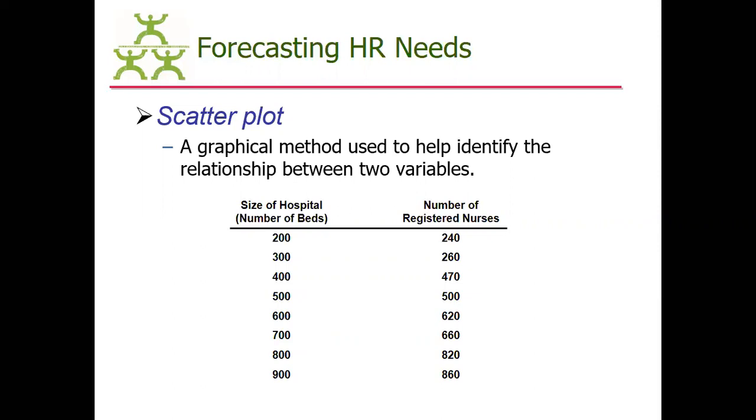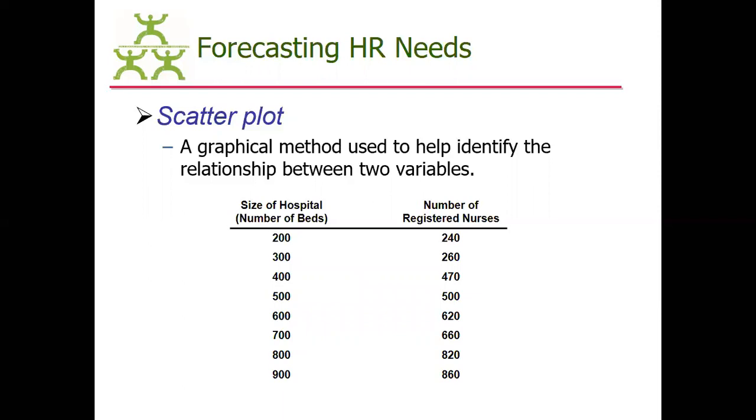On the screen, you can see a table that consists of two columns. The first one represents the size of hospitals in number of beds, and the second column represents the number of registered nurses. So let's discuss this example.